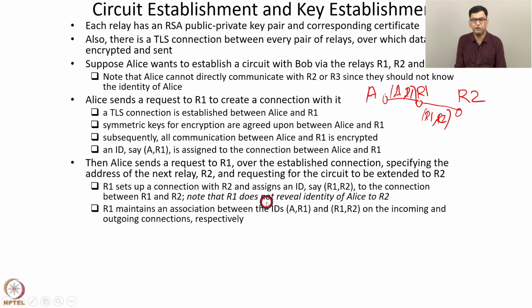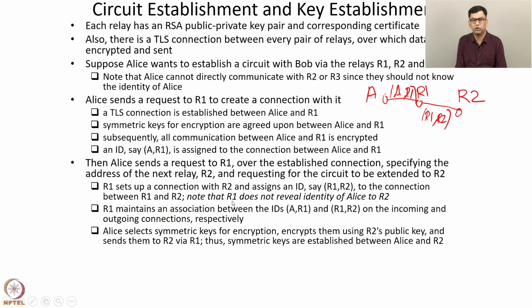R1 maintains an association between these IDs A, R1 and R1, R2 on the incoming and outgoing connections respectively. So that way R1 knows that any information that is received over the connection with ID A, R1 should be forwarded on the connection with ID R1, R2, and conversely any data that is coming on the return path from this connection with ID R1, R2 should be sent on this connection with identifier A, R1. So that's the advantage of maintaining an association between these IDs on the incoming and outgoing connections.